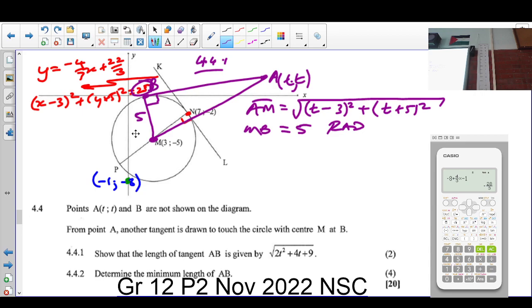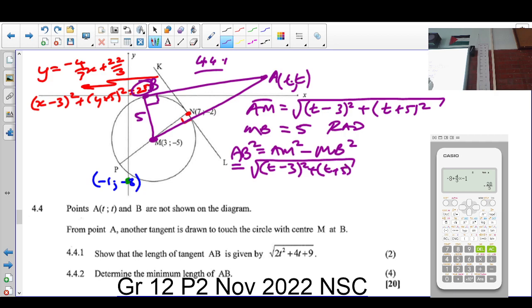So I know that's 90 degrees. Do I need to state it? No, I'm not busy with Euclidean geometry. So I know it's 90 degrees, so I'm going to apply Pythagoras. AB squared is equal to the hypotenuse squared, which is AM squared minus MB squared. Again, you don't need to write that. So it's going to be the square root of t minus 3 squared plus t plus 5 squared, minus 5 squared. So that gives us.